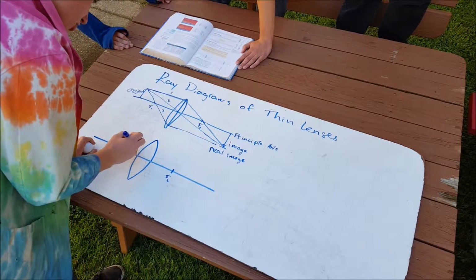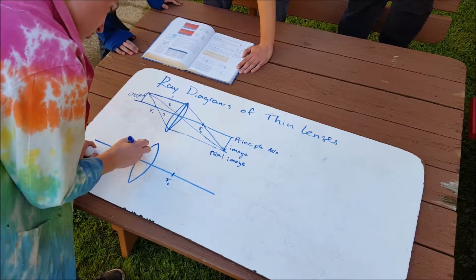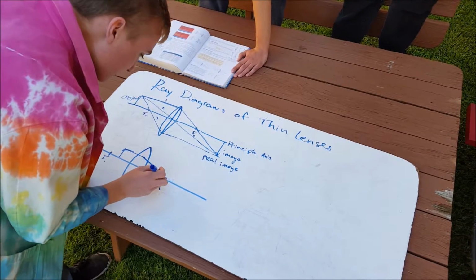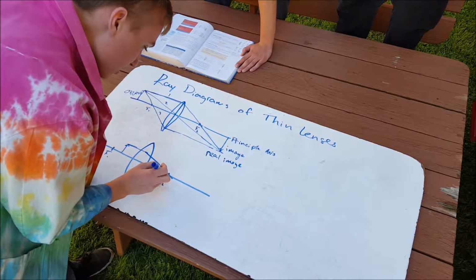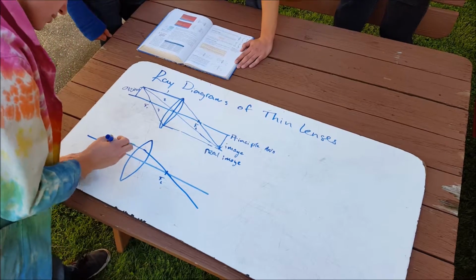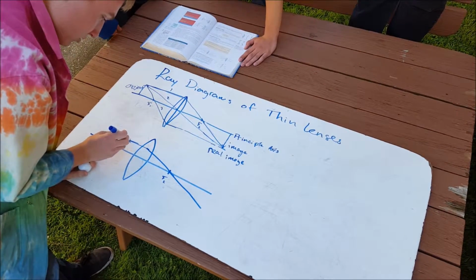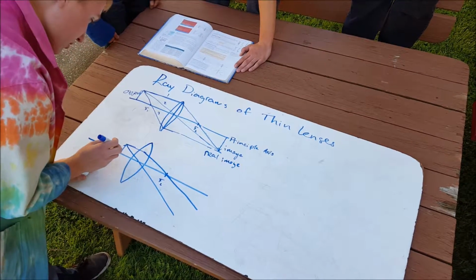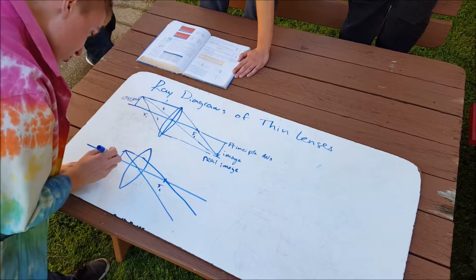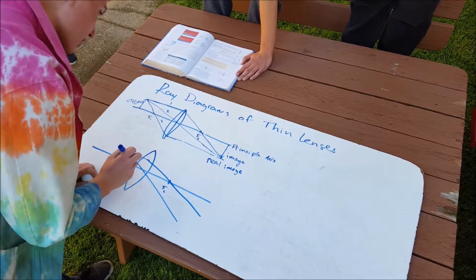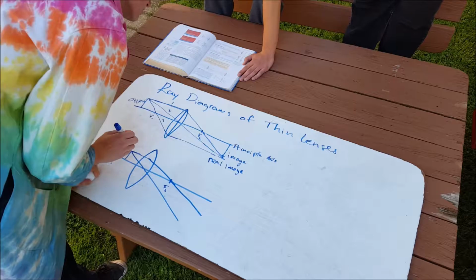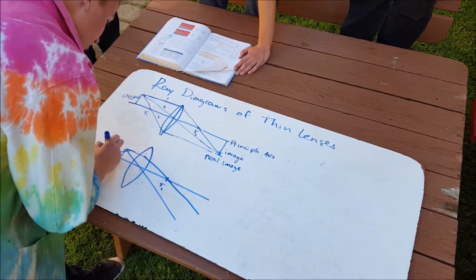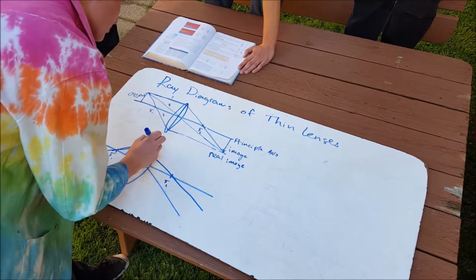So first, let's draw the one parallel. So that goes parallel, and then that drops down and intersects with the opposite focus. Then we're going to draw one through the center, like that, and then one more. Where does this one go? This one is going to go this way, actually. It intersects with the focus, and then it's up here.